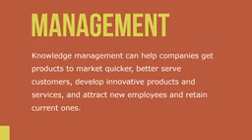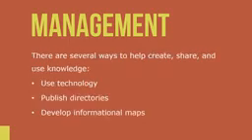Knowledge management can help companies get products to market quicker, better serve customers, develop innovative products and services, and attract new employees and retain current ones by giving people the opportunity to learn and develop. How might knowledge management occur? There are several ways to help create, share, and use knowledge. Use technology, email, and social networking sites or portals on a company intranet that allow people to store information and share it with others. Publish directories that list what company employees do, how they can be contacted, and the type of knowledge they have. Develop informational maps that identify where specific knowledge is stored in the organization.